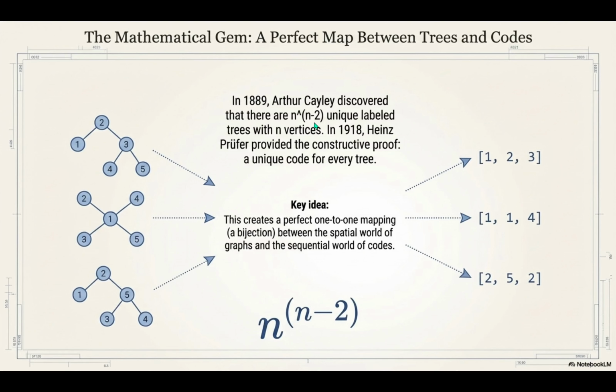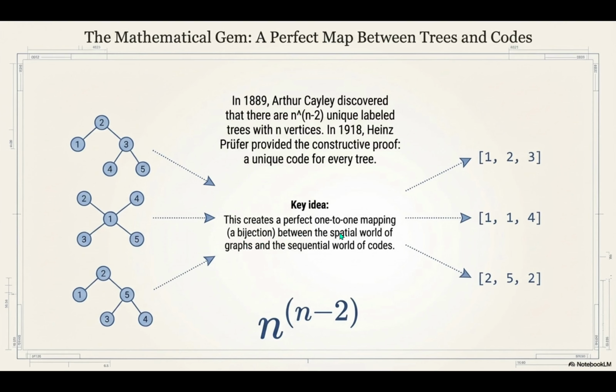That's an astronomical number. And just knowing how many there are doesn't help you find the best one. Not at all. And that's where Heinz Prüfer comes in, 30 years later in 1918. He didn't just count them, he gave us a constructive proof. Meaning he found a way to actually build each one systematically. He established a perfect two-way translation. In math, we call it a bijection. A bijection. Okay, so in plain English, what does that mean for us?